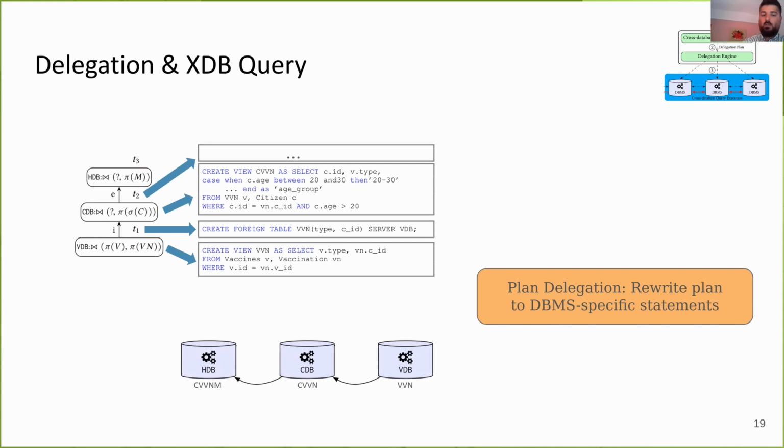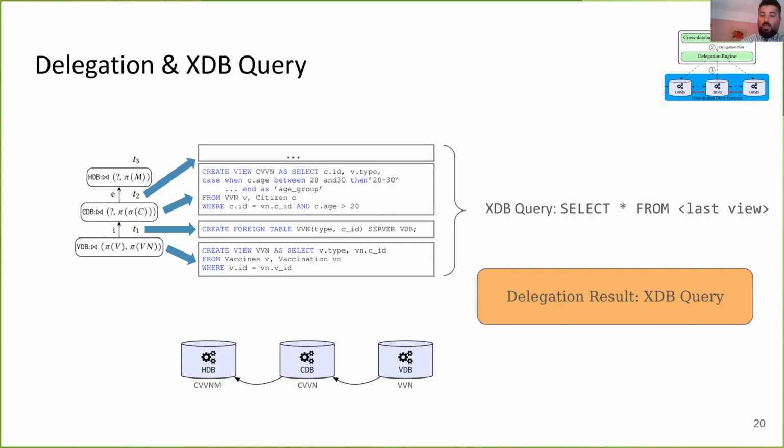So we first register instructions as views on the DBMSs, and we translate data movement operations with foreign table statements, which come from the SQL/MED standard, which allow the databases to access data from other databases. So we do all these steps until all our tasks and data movement operations are translated. And as a result, we get the XDB query.